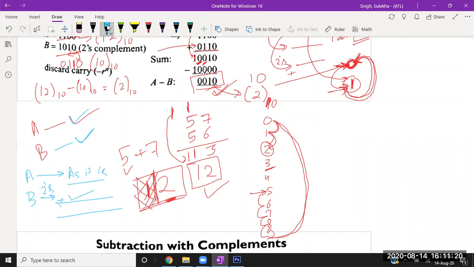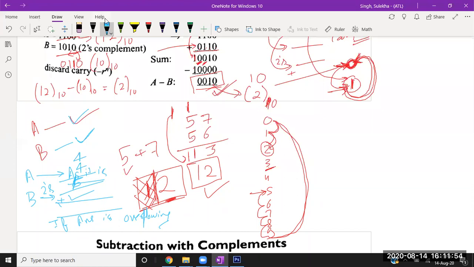Hence, if your answer is overflowing, suppose you have taken 4 bits of A, 4 bits of B, and you are ending with 5 bits in your answer. In that case, you need to discard that fifth bit, and whatever the remaining bits are, that is your answer.